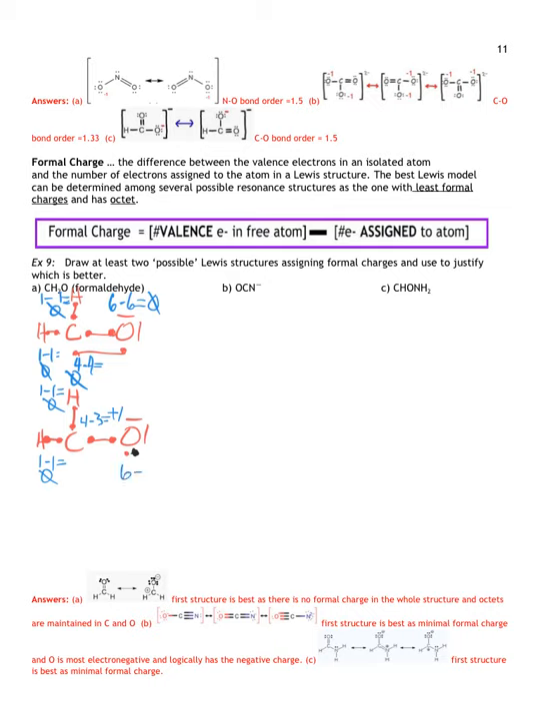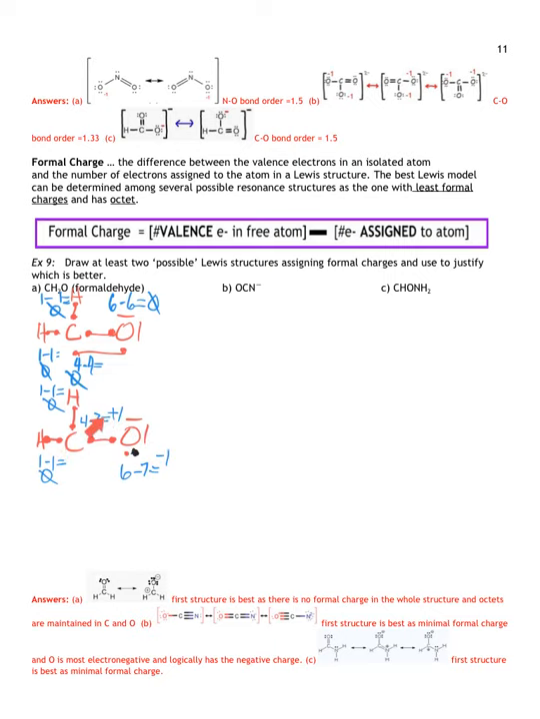Oxygen, 6 valence electrons minus, and it looks like there's 7 assigned to that oxygen. Let's count that together to make sure we see the 7. 2, 4, 6, and 7. So this all belongs to the oxygen. When you subtract those numbers, you get a -1. And that makes sense because didn't that one electron that was on carbon transfer over to the oxygen? So oxygen gained an electron, -1. Carbon lost an electron, so carbon has a +1 formal charge.